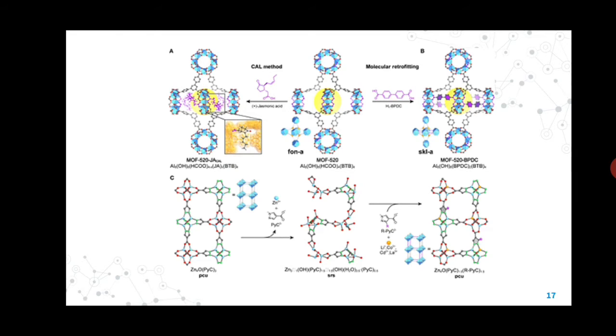And lastly, as shown in C, modification is done to enhance the mechanical stability. In this example, the structure as shown at the beginning at the left, PCU topology, has been transformed to the SRS framework in the middle, and the right one becomes PCU again after adding metal ions and linkers.